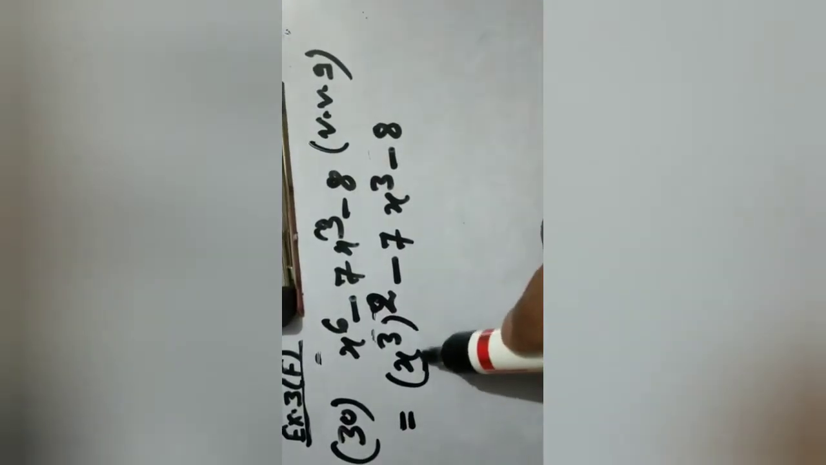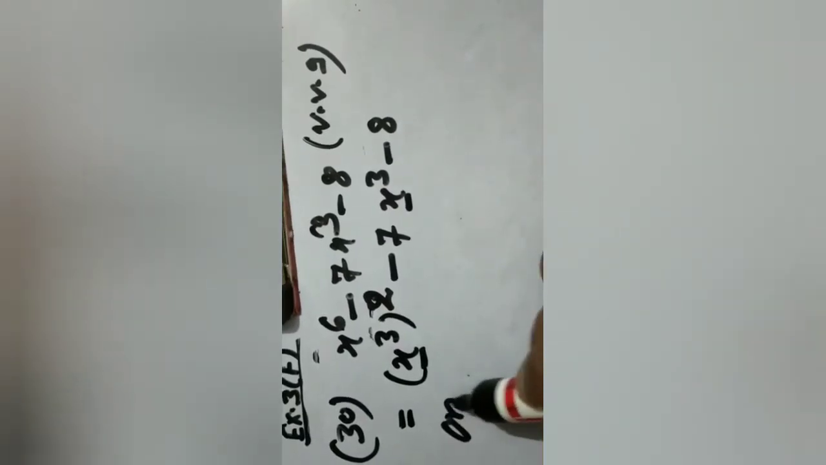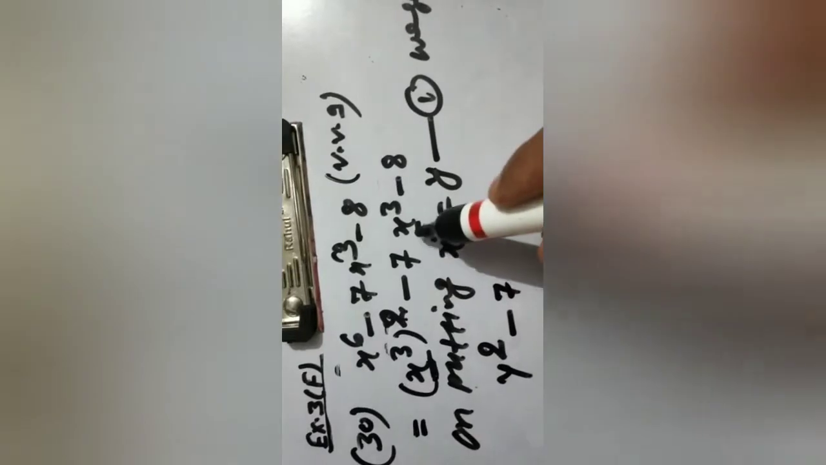Now you can see x cube is here and x cube is also here. So let us put, on putting x power 3 is equal to y, we get at the place of x cube you have to put y, so it will become y, and a square is there, so put y square, and then minus 7, at the place of x cube write y, so write y here, minus 8. Now it becomes a quadratic trinomial. You have to factorize it.